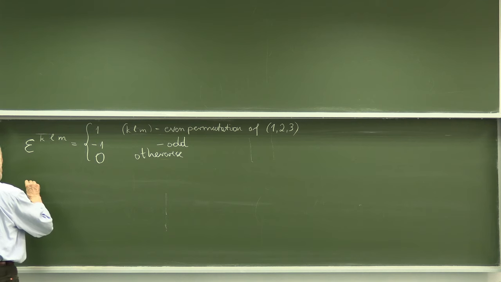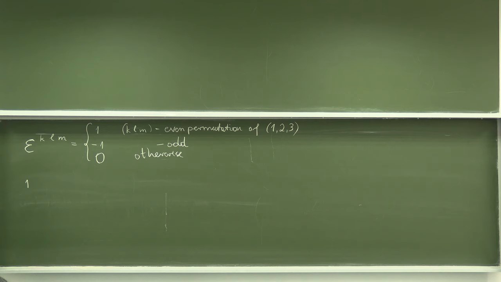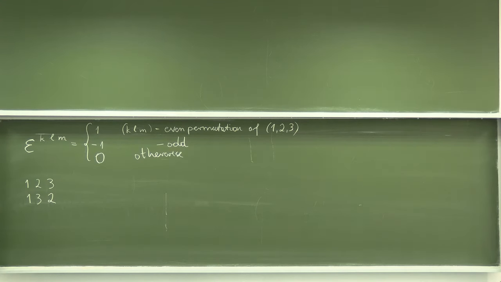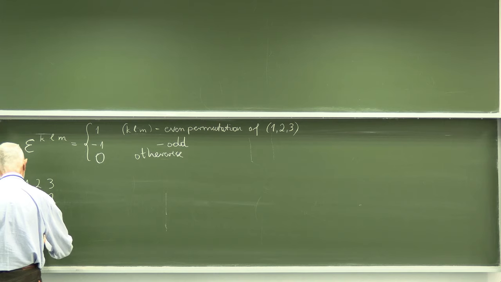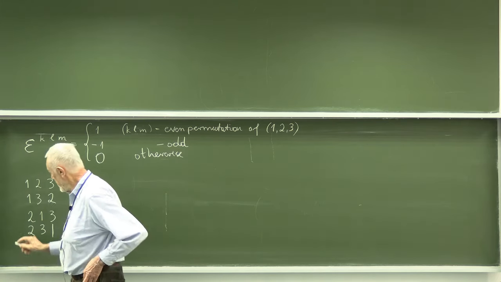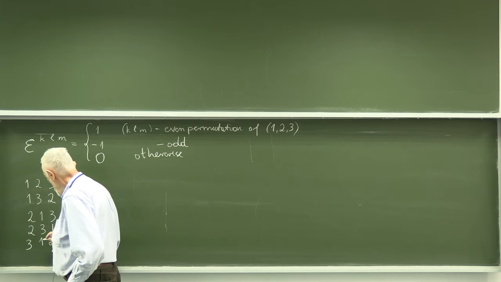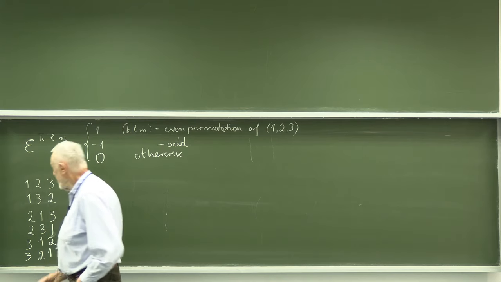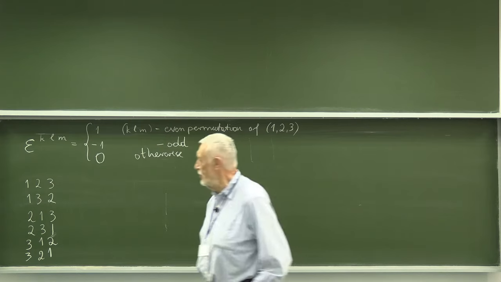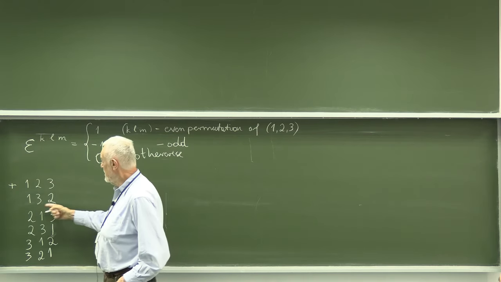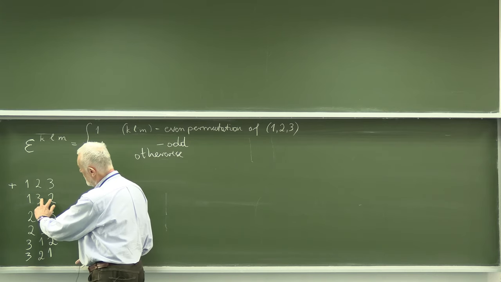For example, I may put one at the beginning. If I put one at the beginning, then I may have 2, 3 or 1, 3, 2. Then I may put two at the beginning, and then I have 1, 3 or 3, 1. And finally, we may put three at the beginning, and then I have 1, 2 or 3, 2, 1. And now, which of them are even and which are odd? This is even, so let me put plus, this is even. This obviously is odd because it comes from that by just one transposition.